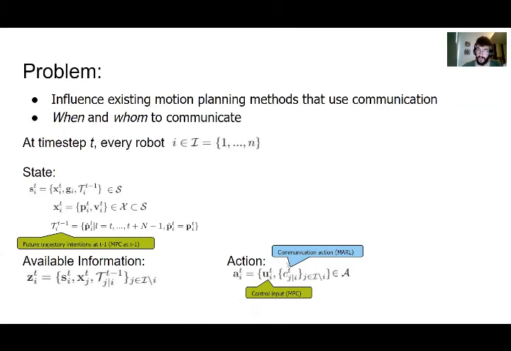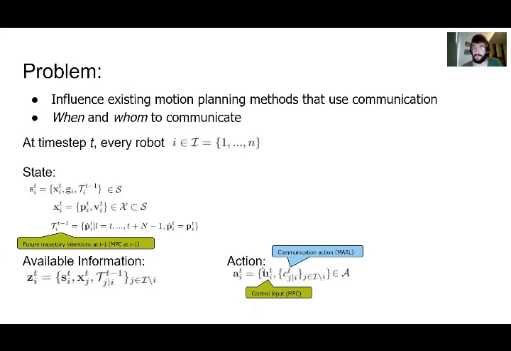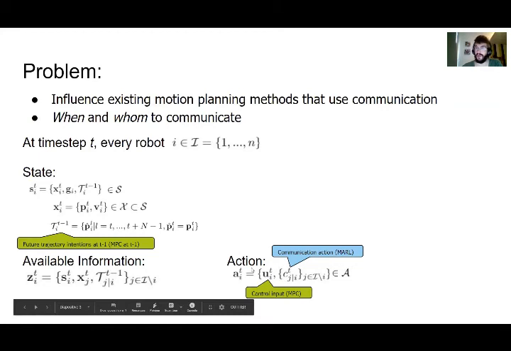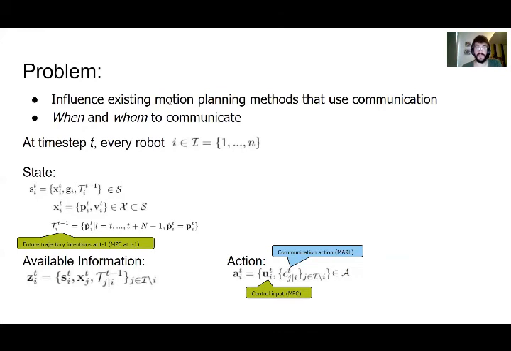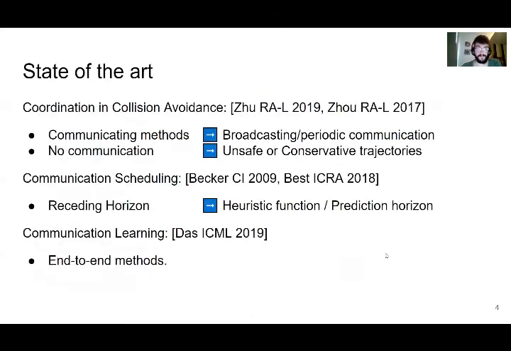Whether we do this or not is embedded in the communication action, which is accompanied by the control input action, which will allow the robot to move through the physical space. In this work, we consider that we can decouple these two terms of the action space, solving the control input by formulating an MPC using already existing motion planning methods that use communication, and solving the communication action by using multi-agent reinforcement learning.